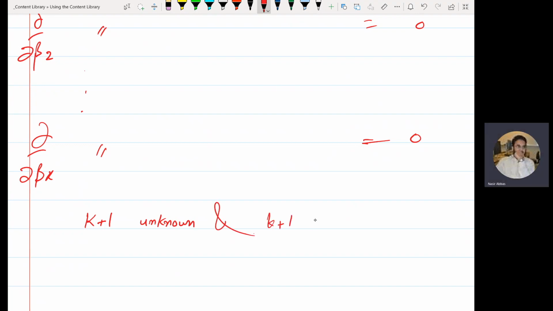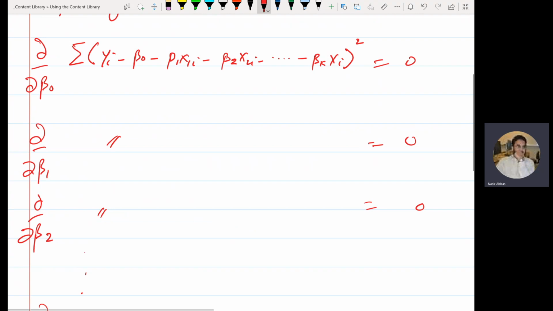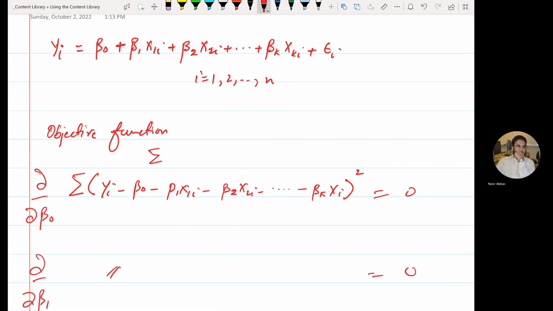You will do what? To minimize summation epsilon i square. This is the objective function. First beta naught, then beta 1, then beta 2, then beta 3, with respect to each and every unknown parameter you have. So you will have to differentiate this k plus 1 times, each time with a different parameter, and you will have k plus 1 equations and k plus 1 unknowns.